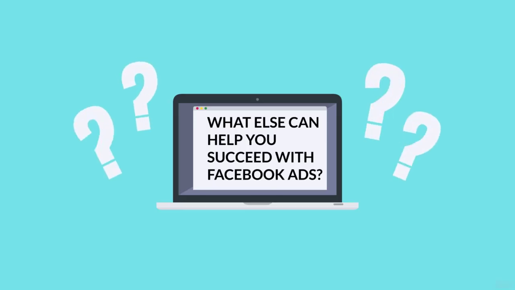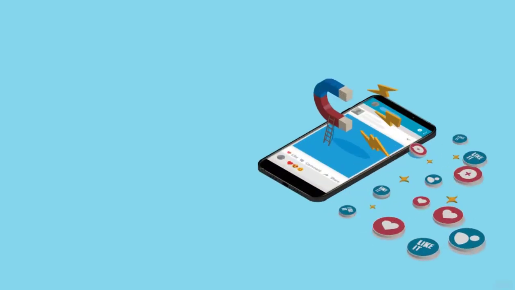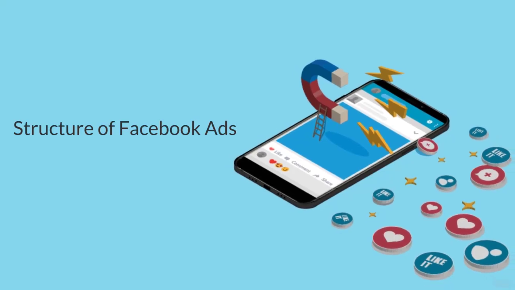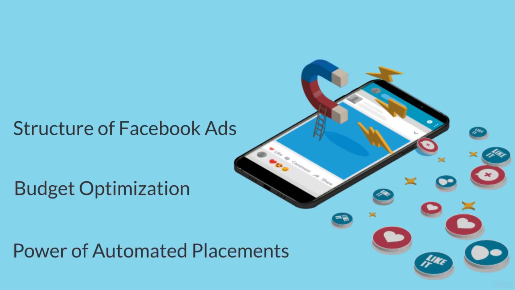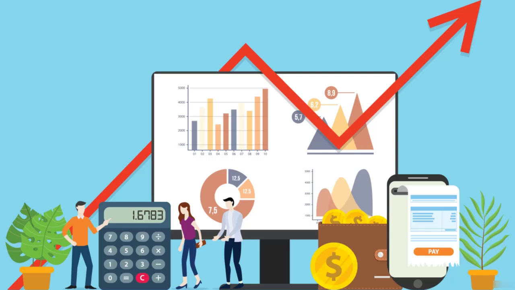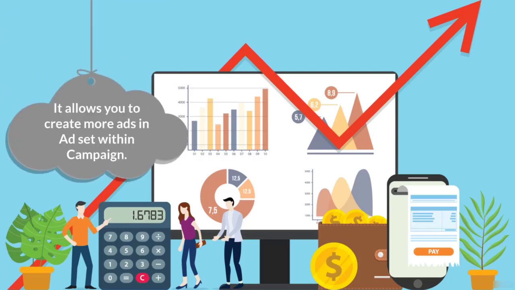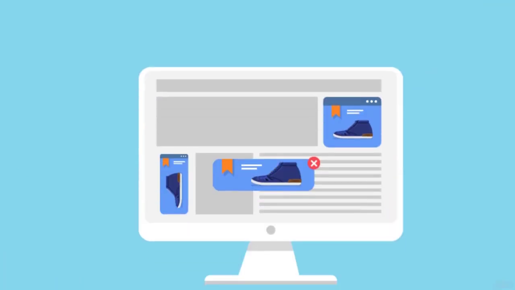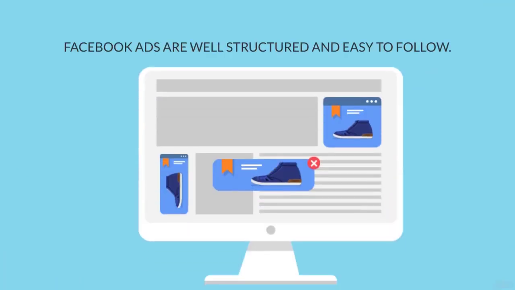So what else can help you succeed with Facebook ads? Well, you need to understand the structure of Facebook ad creation, the usage of budget optimization, and the power of automated placements. Budget optimization is key. It allows you to create more ads and ad sets within a campaign. Facebook ads are well structured and easy to follow. You always set up your campaign in 3 simple steps.